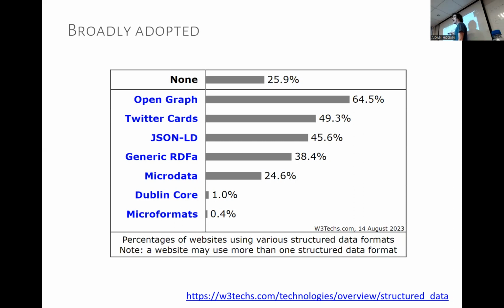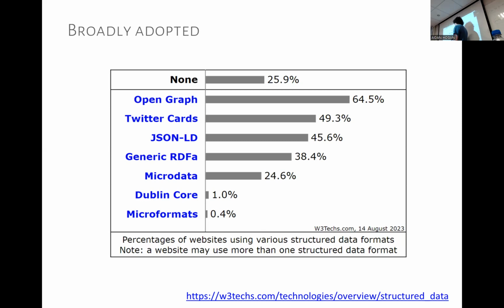Has anybody heard of Open Graph? Facebook, right? So this is a format that Facebook defines. Twitter cards, people who've done some web development may have heard of Twitter cards. If not, we'll discuss it in a second. JSON-LD, which we saw earlier, this is JSON linked data. Generic RDFa, microdata, Dublin Core, microformats.